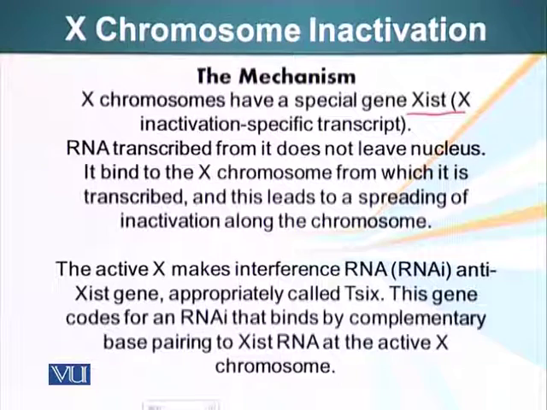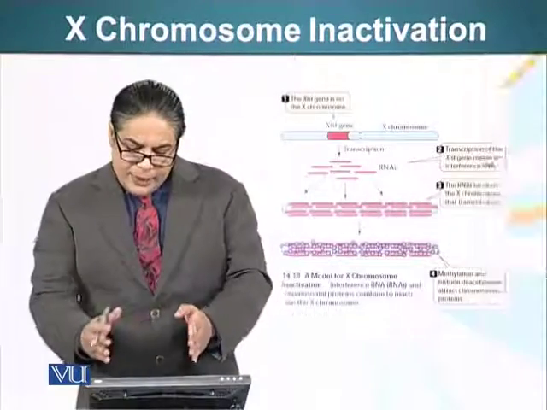The other active X chromosome makes interference RNA or RNAi, which is exactly complementary to the Xist RNA. It is appropriately called Tsix RNA, and this RNA basically prevents production of Xist, prevents the active X chromosome from becoming inactive. So here we can see it on the screen.